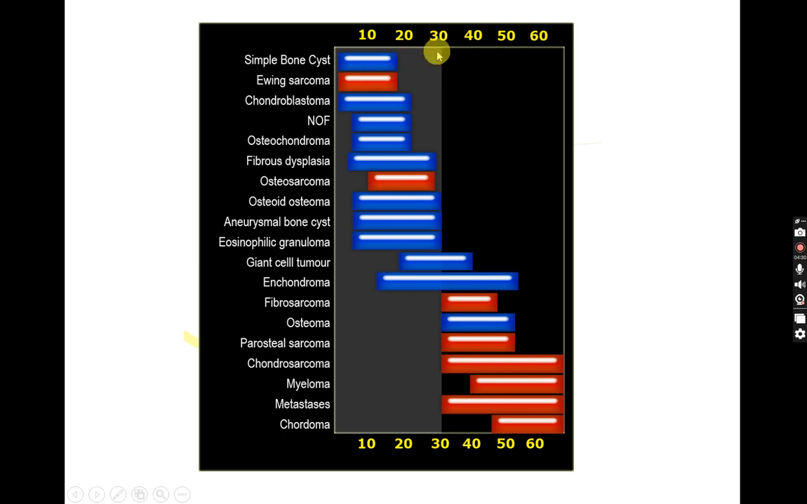Then below 30, in pediatric and adolescent patients, we have simple bone cyst. In the benign type, chondroblastoma, non-ossifying fibroma, osteochondroma, fibrous dysplasia, osteoid osteoma, then aneurysmal bone cyst, eosinophilic granuloma. In the malignant type, in the early pediatric age group we have Ewing sarcoma. In the later adolescent age group we have osteosarcoma. Then these two tumors overlap the age groups: GCT, giant cell tumor, and enchondroma. Enchondroma is a benign type.